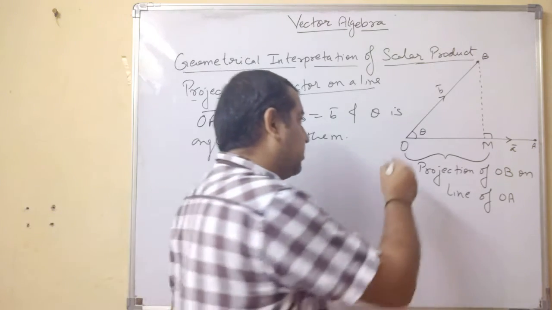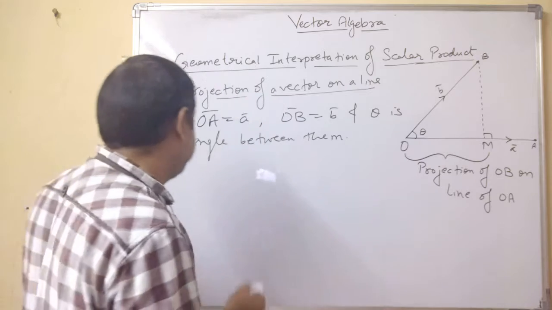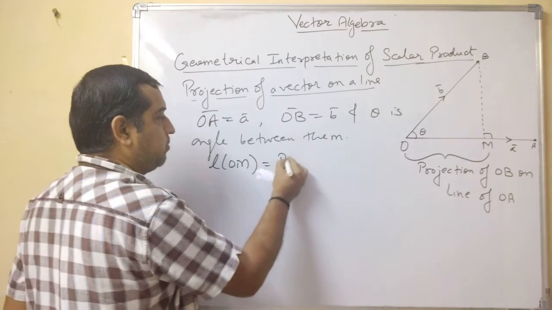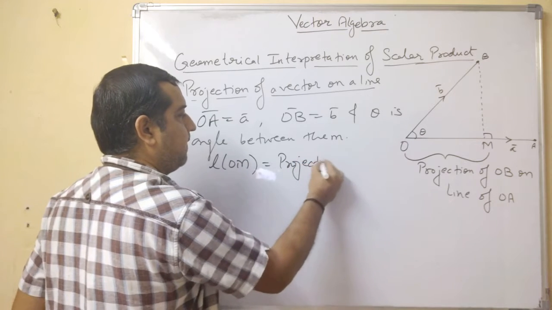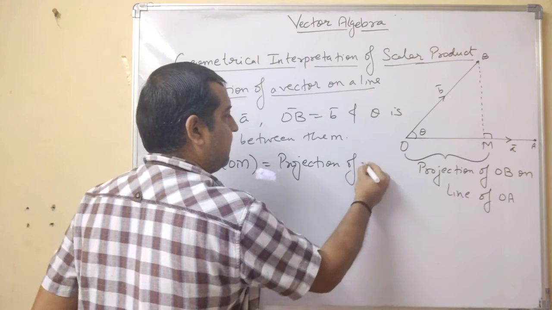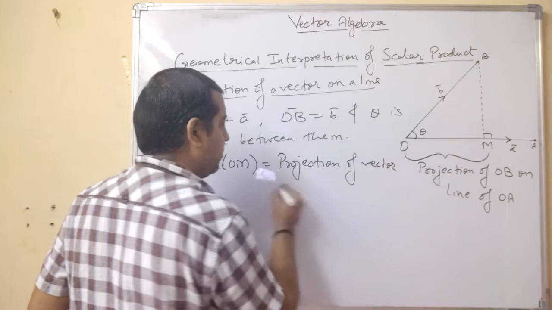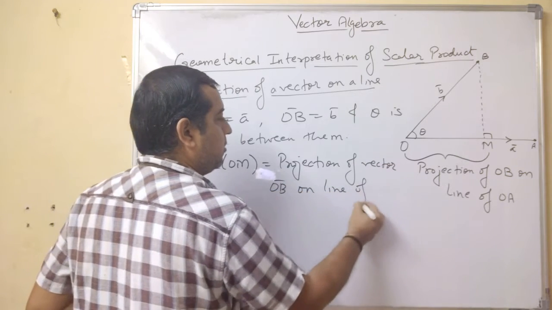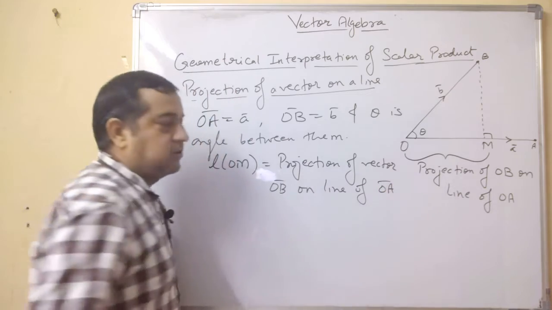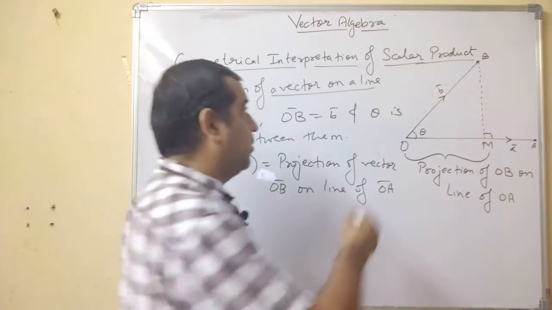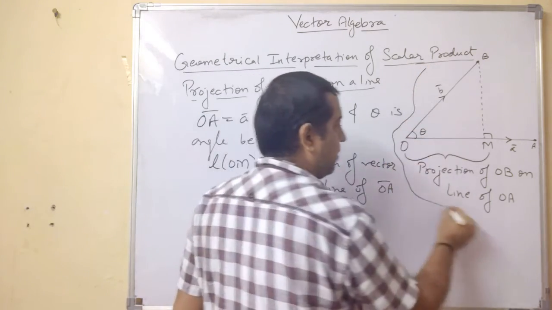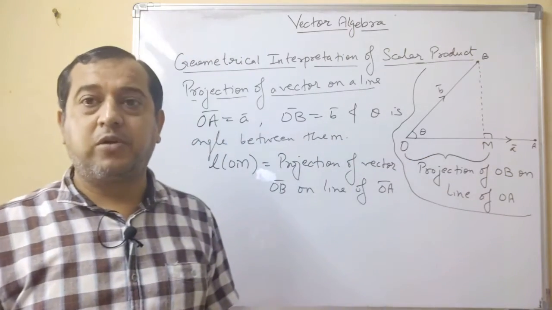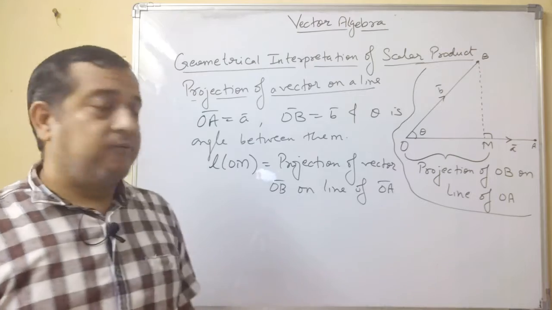Then this distance, length OM, this is the projection of vector OB on line of OA. This length OM is the projection of vector OB.